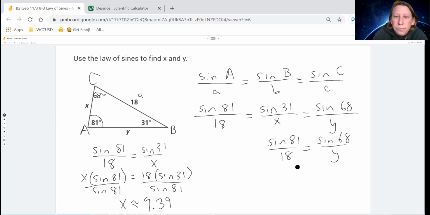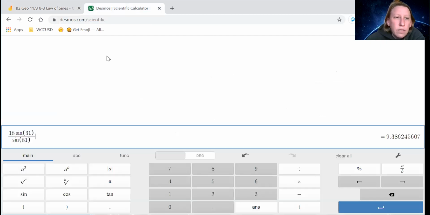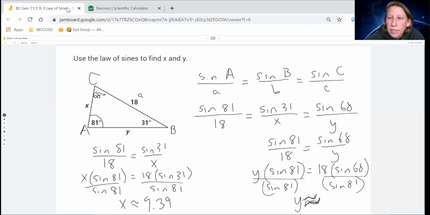All right, let's solve this one. Sine of 81, I'm going to multiply that by its cross product, and we have 18 times the sine of a 68-degree angle. Divide both sides by the sine of an 81-degree angle. And that's going to give me my approximate answer. 18 sine 68 over sine 81. Notice, if you use this, it's already in there. You can just change the numbers. Okay, so this is 16.89, or I could round that up to 16.9.